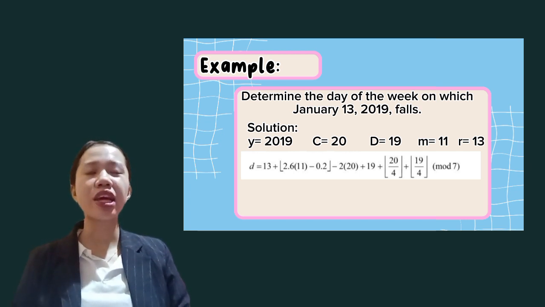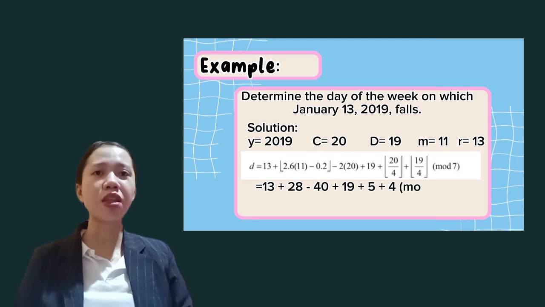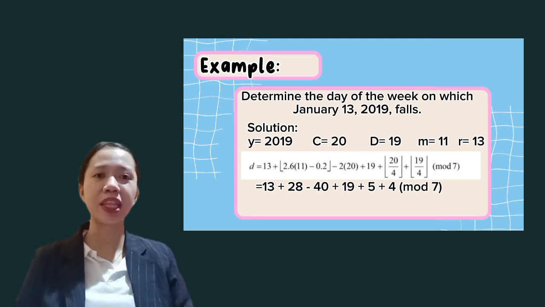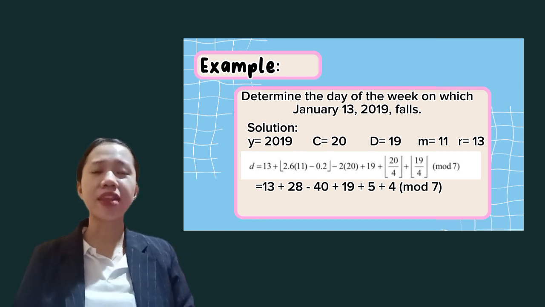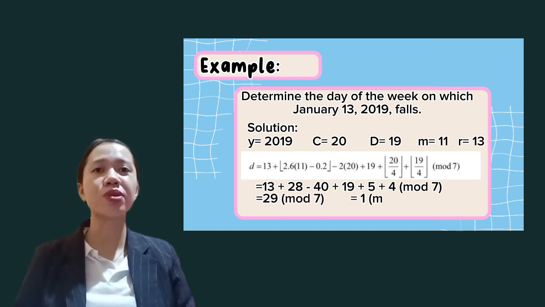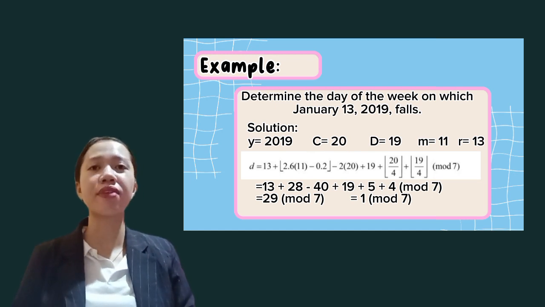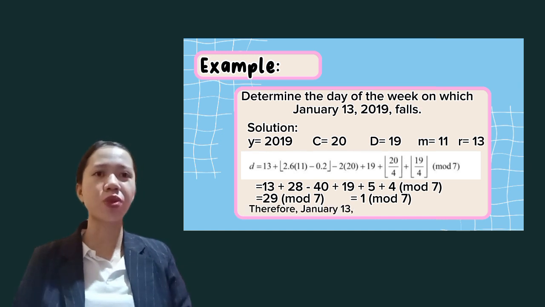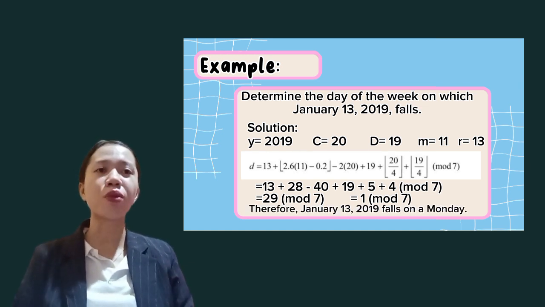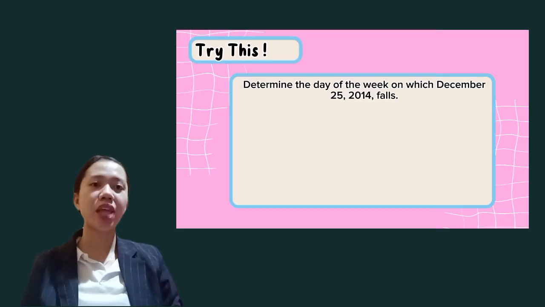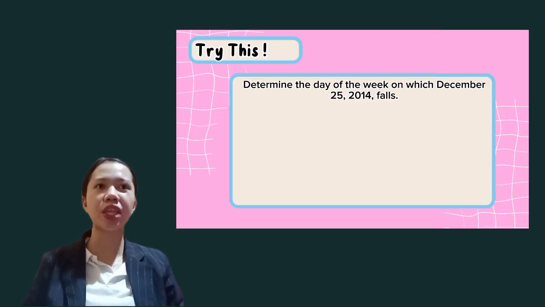So we have 13 plus 28 minus 40 plus 19 plus 5 plus 4 modulo 7. And that is equal to 29 modulo 7. And 29 modulo 7 is equal to 1 modulo 7. Therefore, January 13, 2019 falls on a Monday. So now, I will give you 3 minutes to try this problem. Determine the day of the week on which December 25, 2014 falls.